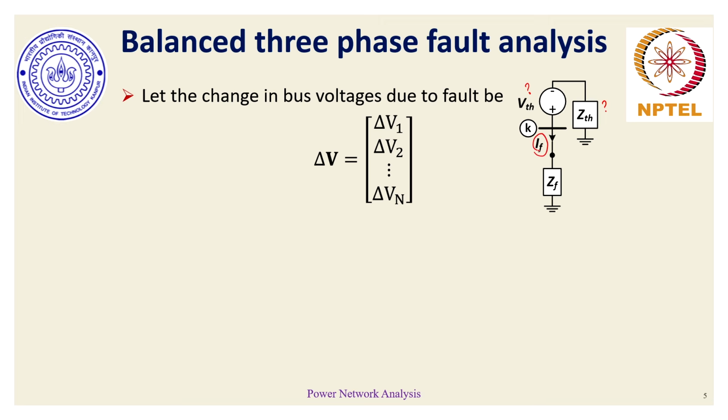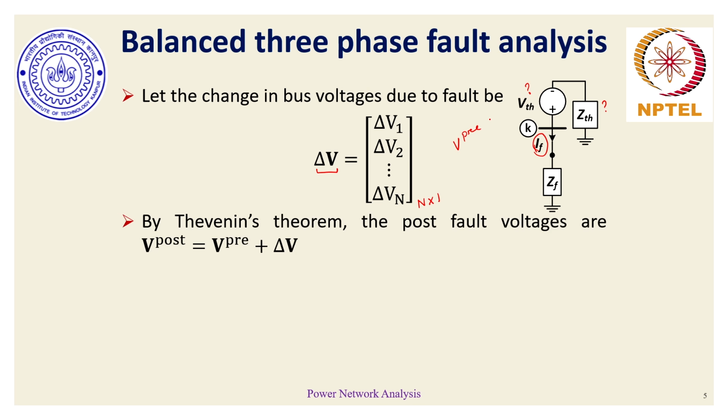So suppose we know VTH, ZTH, and this fault has occurred. So fault current is being drawn from the network to the ground, and because of this fault current, the voltages on the buses might have changed. Let us indicate those changes by this vector delta V, which is of the same dimension n cross 1 as V pre, which was the pre-fault voltage.